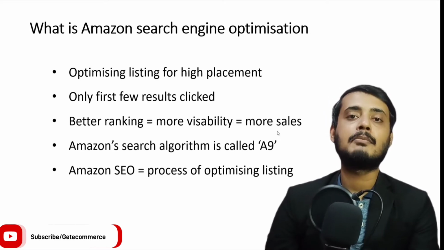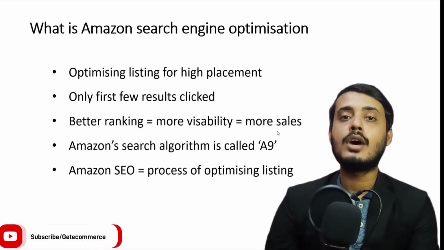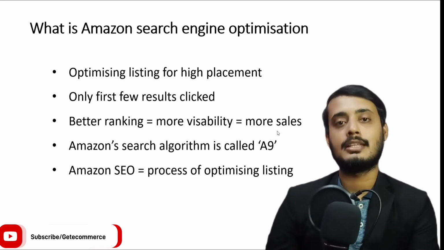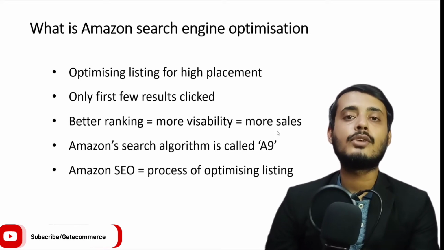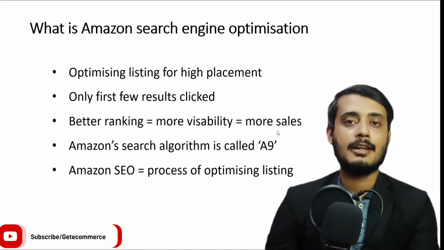So what is Amazon search engine optimization? In many ways, it is similar to optimizing for search on Google. You are optimizing pages, and in this case product listings, for high placement in the search results. Only the first few results matter or, to be more accurate, the lion's share of the traffic will go to the listings on the first page.